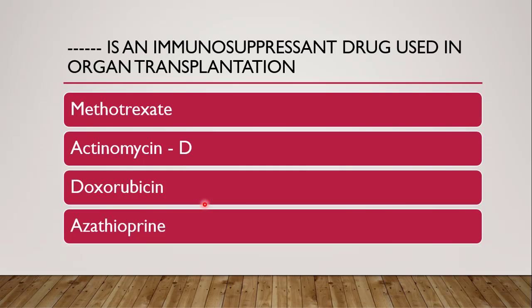Next question is, which is an immunosuppressant drug which is used in organ transplantation? Whether it is methotrexate, actinomycin D, doxorubicin, or azathioprine. The correct answer is azathioprine, which is an immune suppressive drug used in organ transplantation. Generally it is used after kidney transplant, which prevents the body from rejecting the transplanted organ, and it is used with other drugs after the kidney transplant, azathioprine.